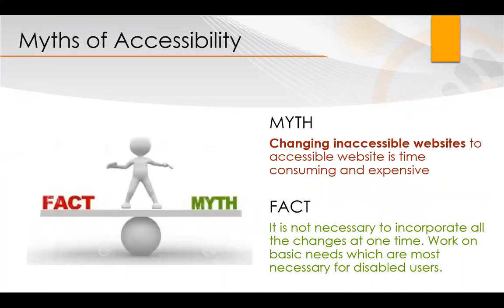And changing inaccessible websites is also time consuming and expensive. That's also a myth. The fact is you can do it in multiple phases. It's not that expensive. You can do some pages at a time. Let's say you have 50 pages, you do 5 pages each month, and then in 10 months you will be completely accessible.